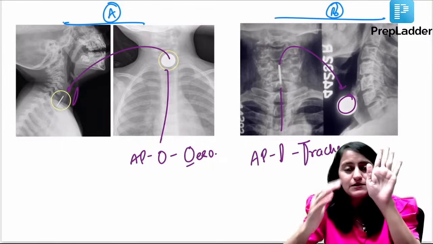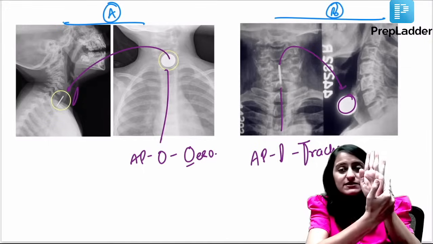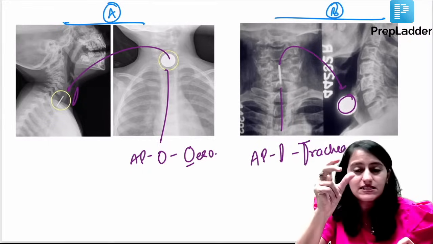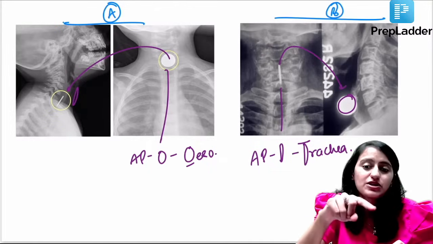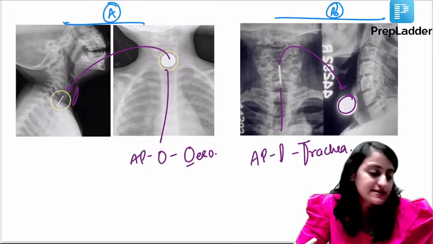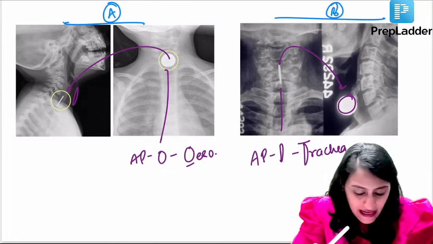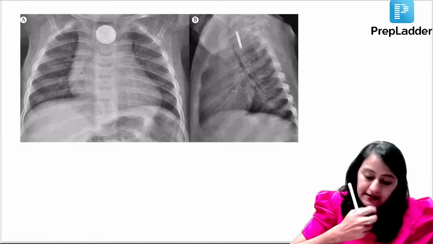So the example, if you are looking from the front, it is looking circle. But if you look from the side, you will only see the slit, right? So what is circle on AP is going to be slit on lateral. What is slit on AP is going to be circle on lateral. That's how you identify esophagus and trachea. Okay. Now, how do you know that this is coin or button battery? I'm coming to that. Now, look at this one.